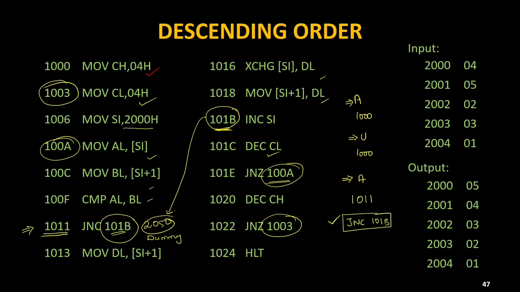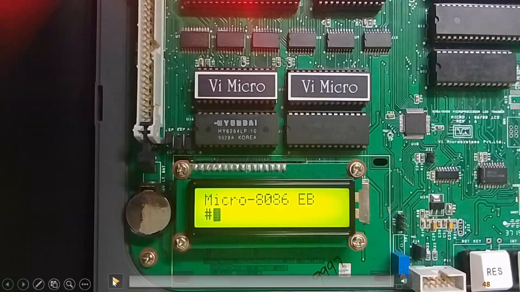While you are seeing your input, I am giving some random values in this memory location: 04, 05, 02, 01, and 03. After executing this operation, it should have the values 05, 04, 03, 02, and 01. So we can enter inside our hardware programming. So this is our hardware programming.